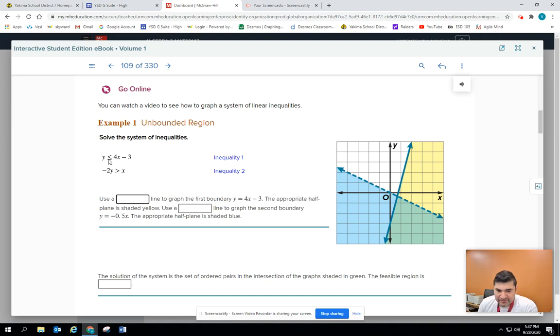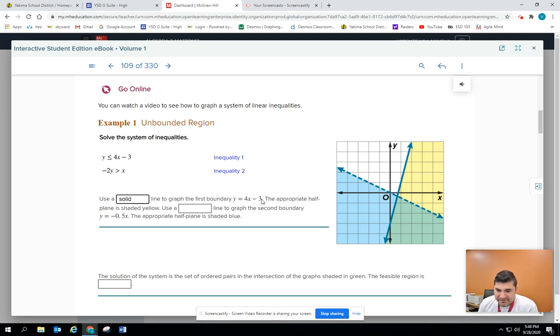And anytime you see an equal sign, for example, this one, or even this has an equal line, you will use a solid line. That means it includes that line, that it can be equal to this, or it can be less than or greater than, whatever is stated. Here it says less than or equal, so it can be these points on the line. Therefore, this line is going to be solid.